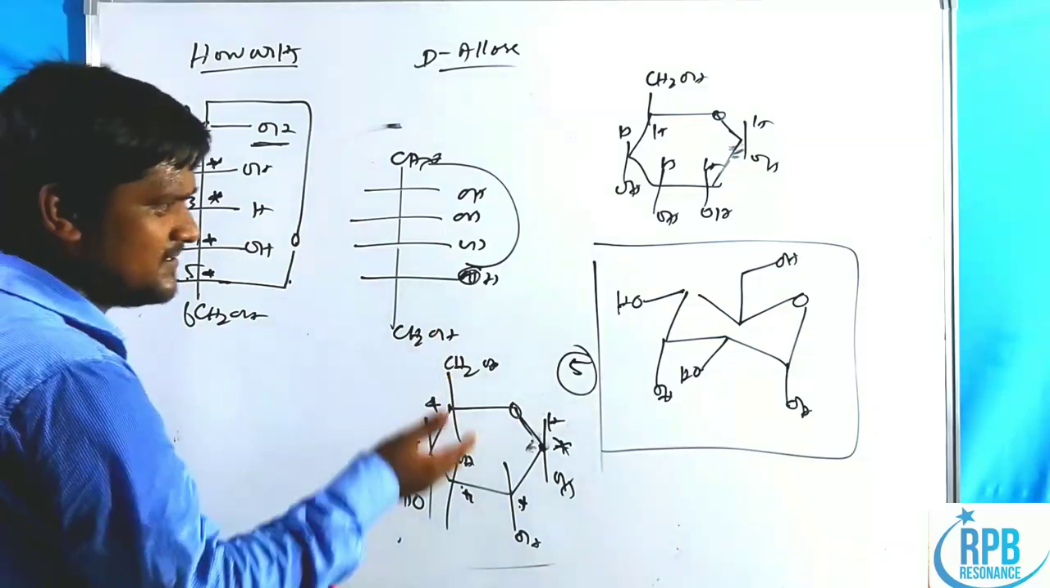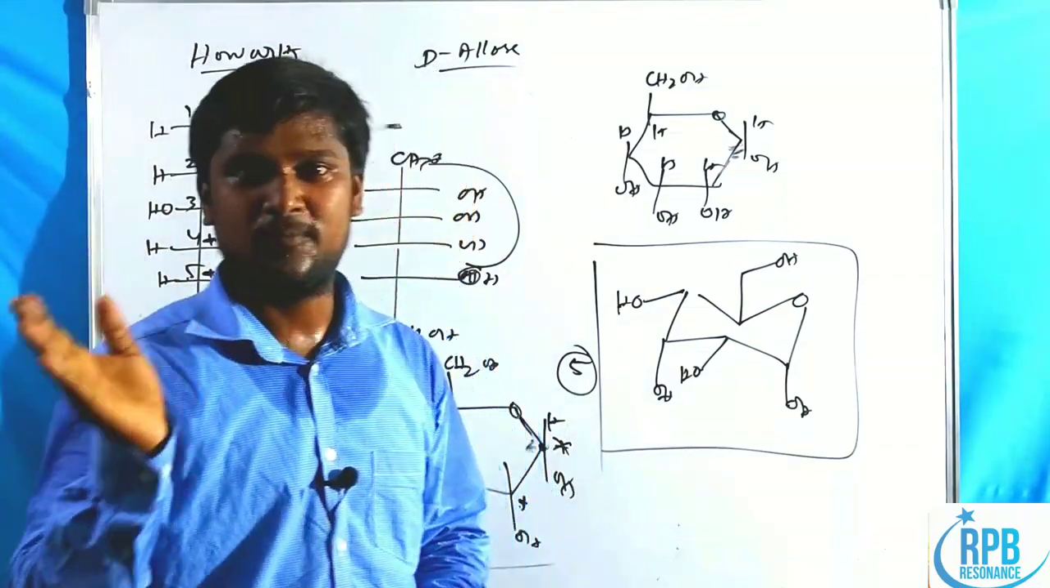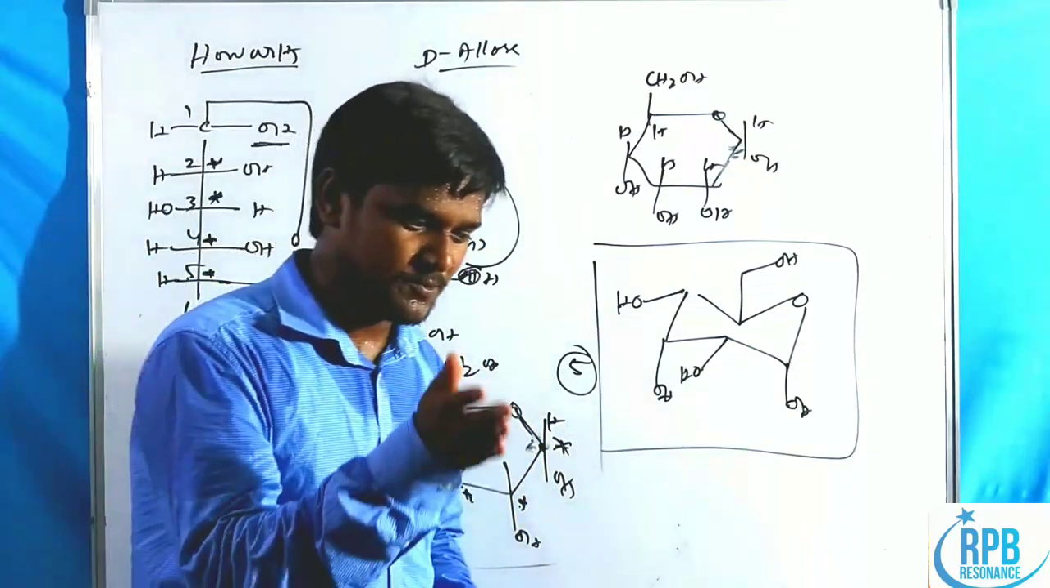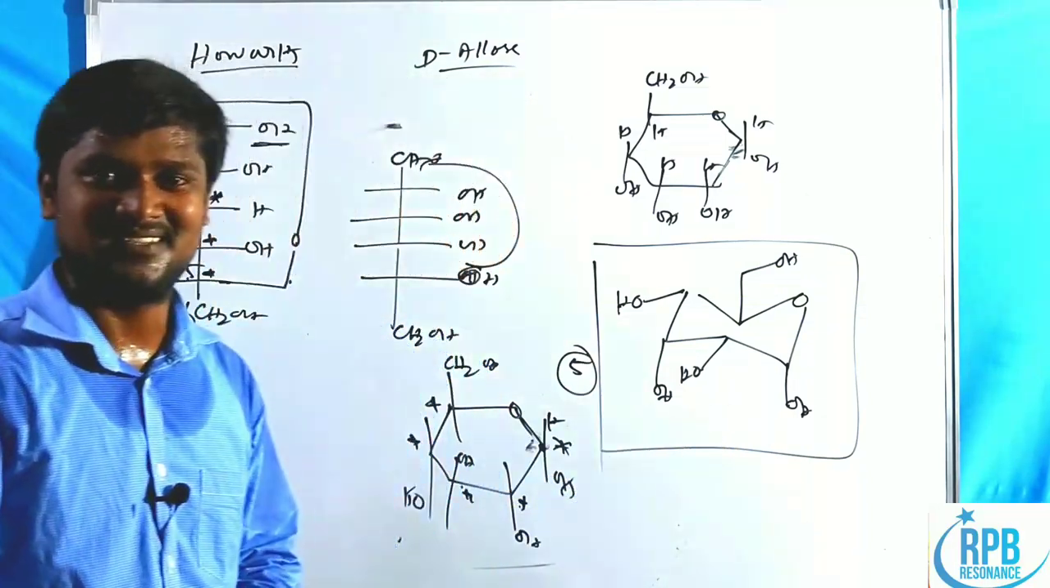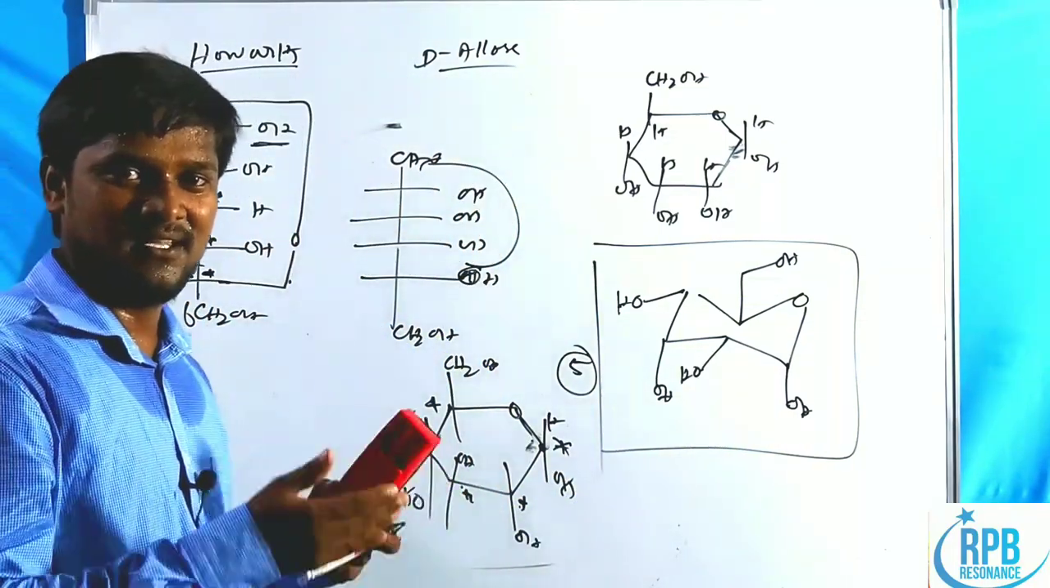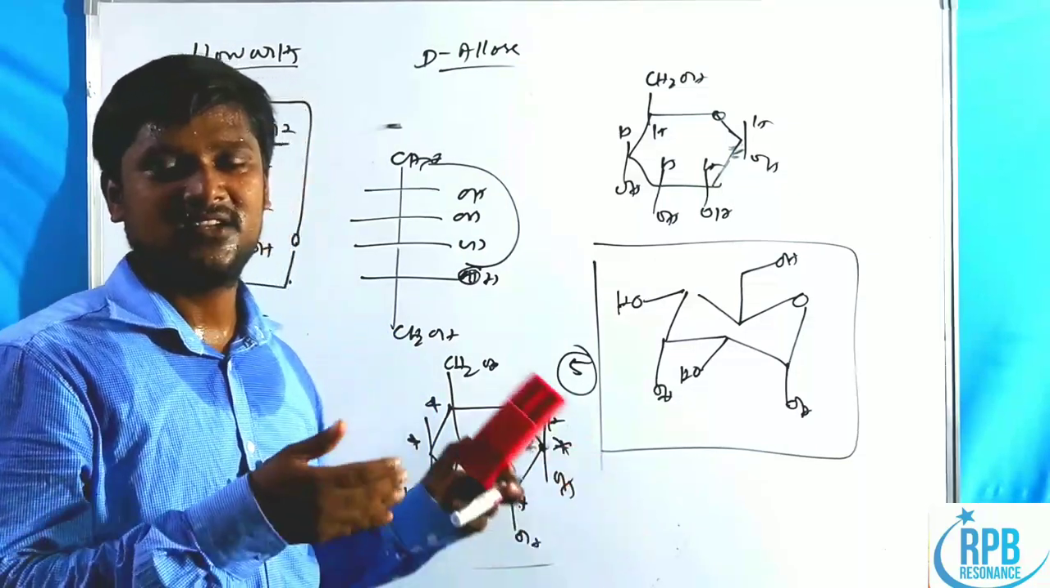So this is a very simple thing regarding the conversion of Emil Fischer to Howarth projection, and Howarth projection to cyclic chain conformation. That's all for this video. This is very helpful for any conversion method of carbohydrates.